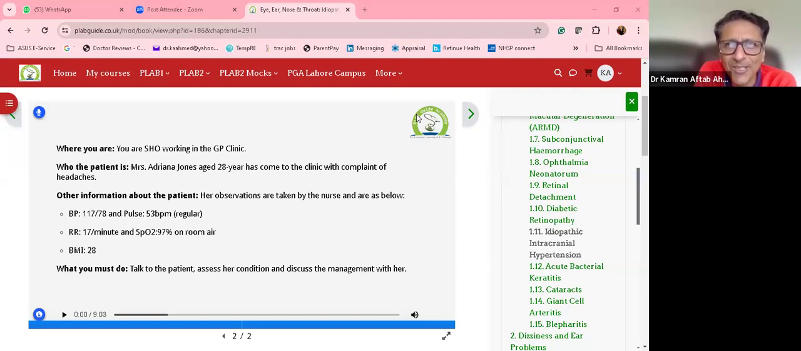So unless you use both eyes to see the retina simultaneously, you are usually not able to pick up if this is retinal detachment or something else. However, you can offer ophthalmoscopy, though you are not going to pick that up if you do that.